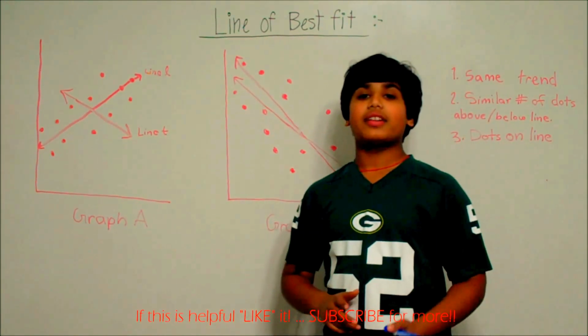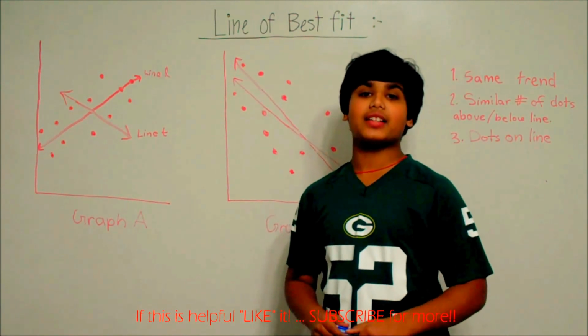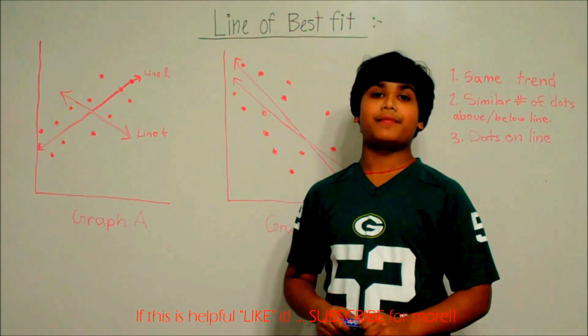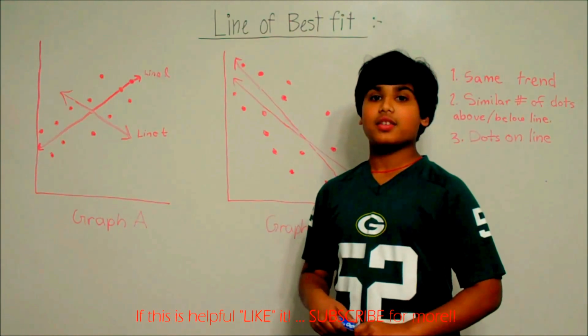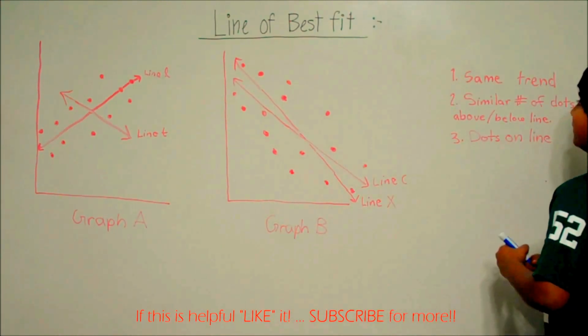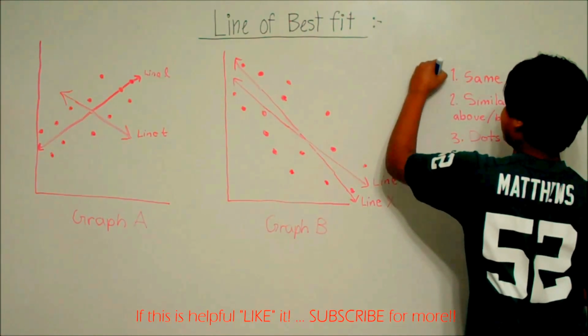Now, this doesn't always have to be true. There could be no dots on the line, and it could still be a valid line of fit. So this does not have to be true, but these 2 rules have to be true.